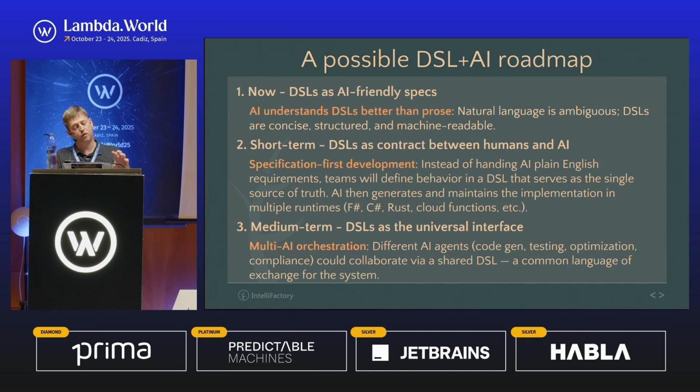So this is now, and in the short term, we're talking weeks, months, whatever. DSLs can become a contract between humans and AI. Many companies, GitHub included, are working on specification-first development, where specs are the source of truth, and then the coding comes on top. Well, this is exactly the idea here. Instead of talking in English, we use the DSL to convey our ideas, and then the AI generates and maintains the implementation, if we want, in multiple languages and multiple runtimes. So the same specs could be brought over to different platforms.